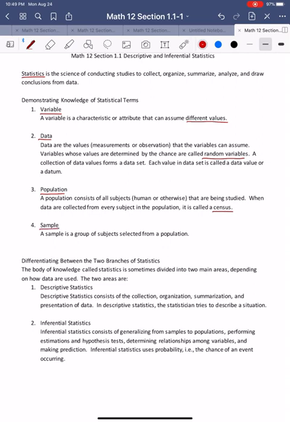A sample is a group of subjects which represents the population. If the sample does not represent the population, that sample is not useful. All right, differentiating between the two branches of statistics.